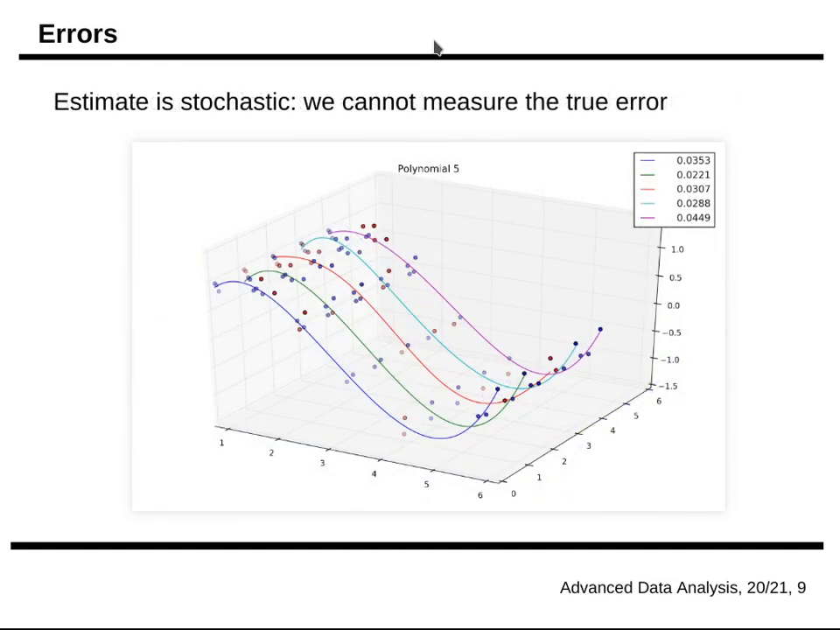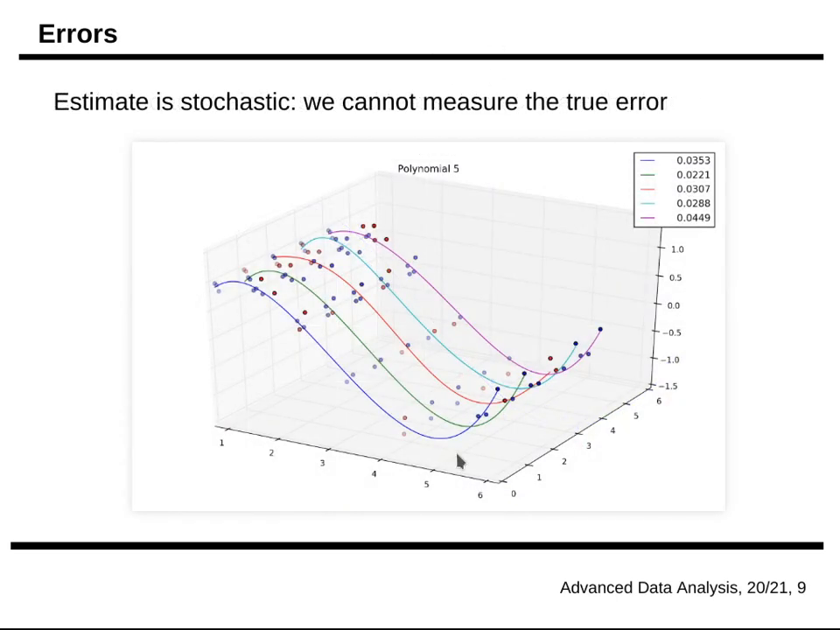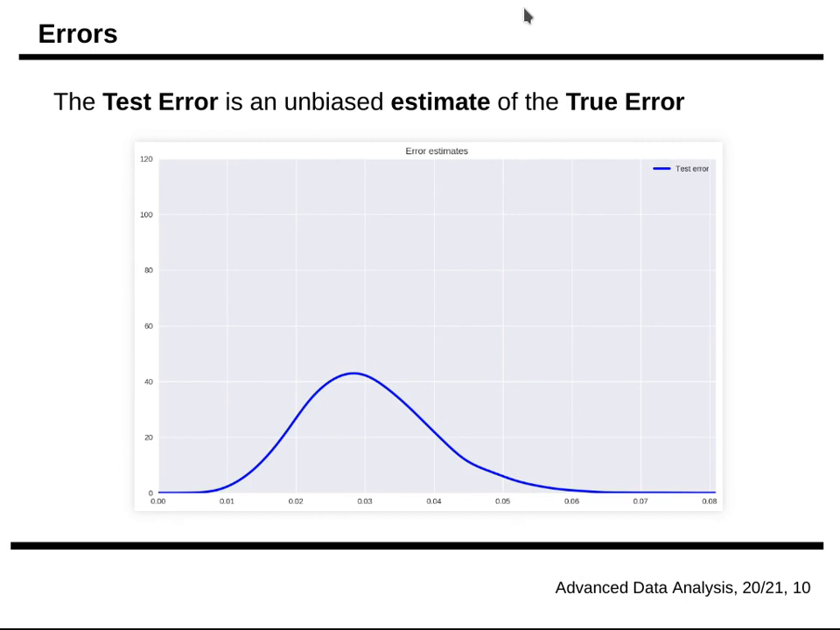But note that this is an estimate that is computed using a random sample of points. So depending on how the points are split into train and test, we can get slightly different curves and different error estimates. So remember that we are not actually measuring the true error, the error outside the training set. We are taking a sample of points outside the training set and then using that to get an estimate of the true error. However, this is an unbiased estimate.